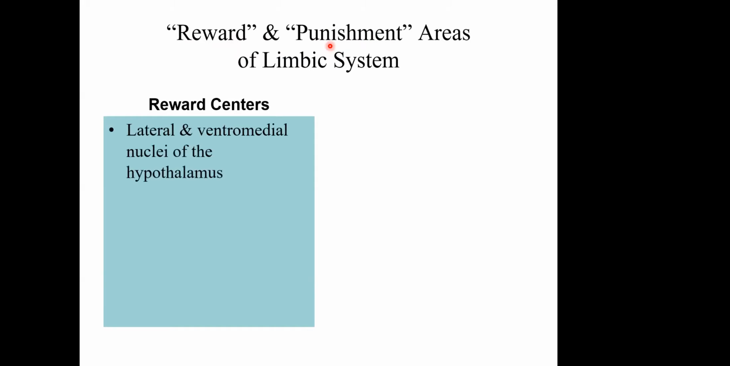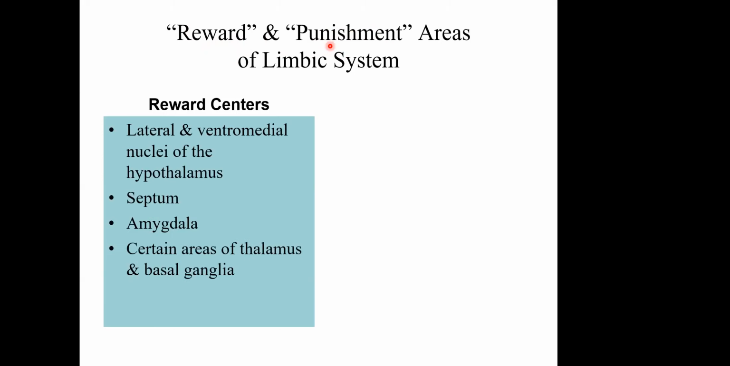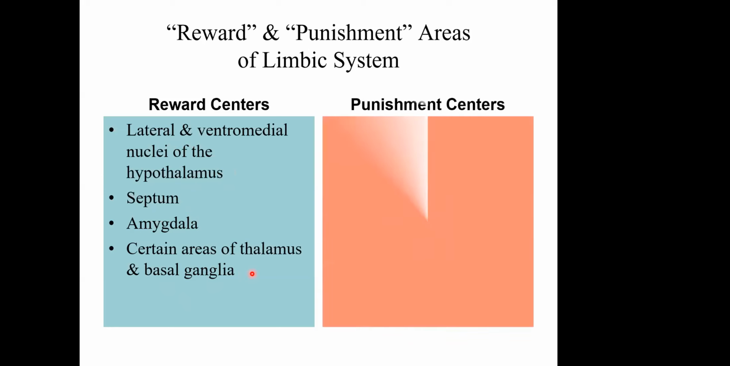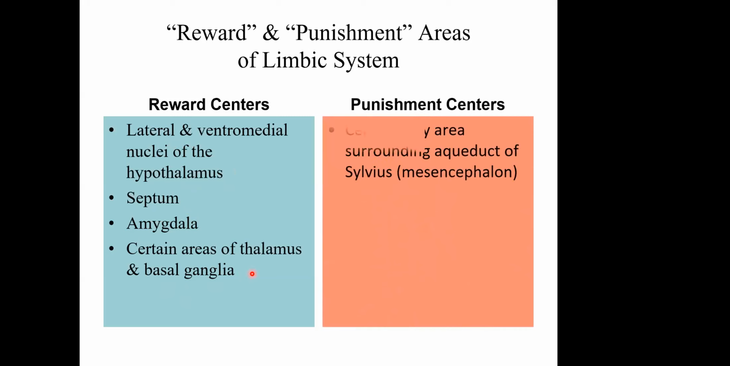Where are the reward centers? In the human brain, these areas are postulated to contain the reward centers. You just have to really remember this. Nothing fancy in its explanation. And the punishment centers are postulated to be in these areas. So that's reward and punishment.